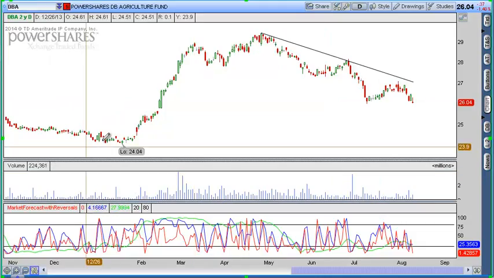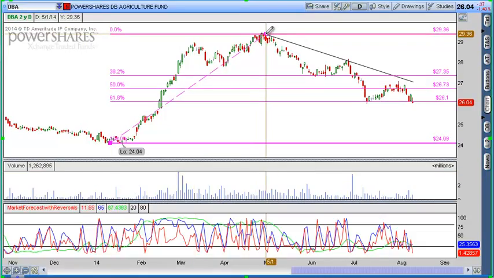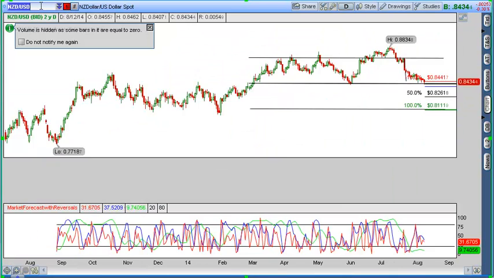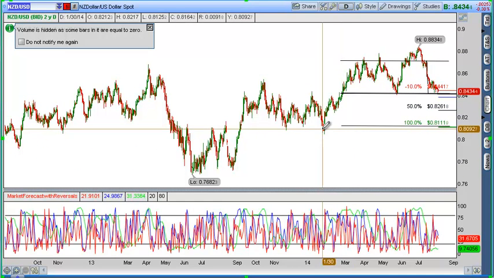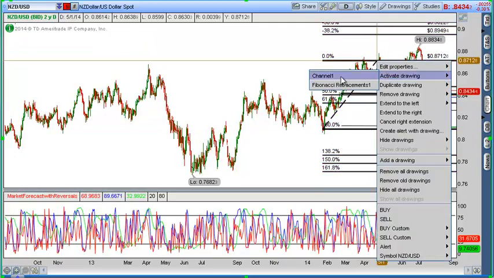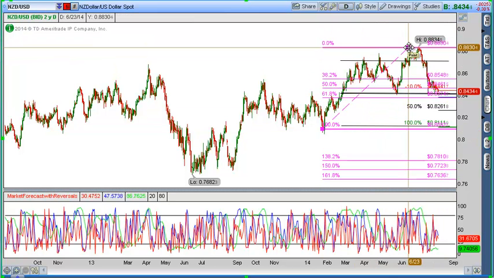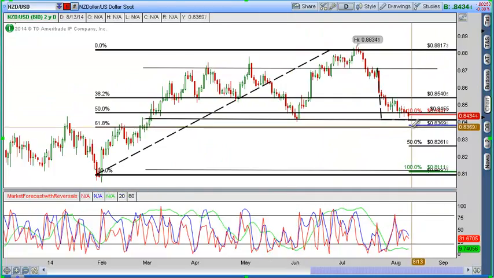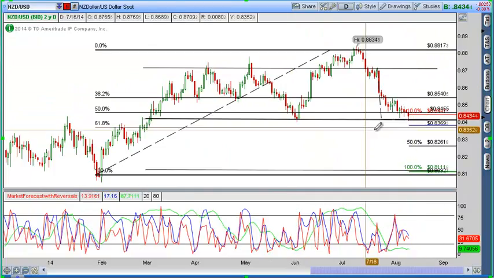All right, long term, just for fun, we're going to be doing fib fans next week. But long term, I just want you to note the DBA is right at the 61%. New Zealand US dollar, in its big rally off of the low, not to the highest point but to the strongest point, we're right at the 50%. If we go up higher to the highest point, you can see we're still away from the 61%. But if we use that 61%, that's about the breakout area that we were looking for anyway.